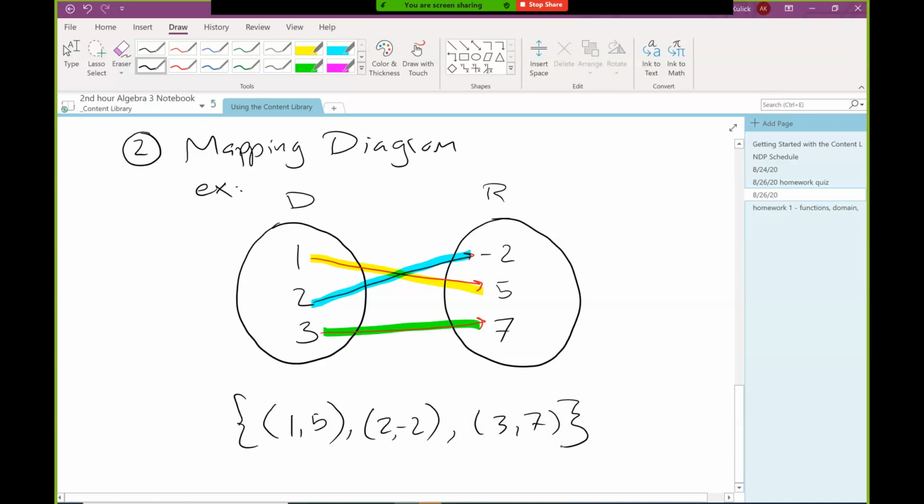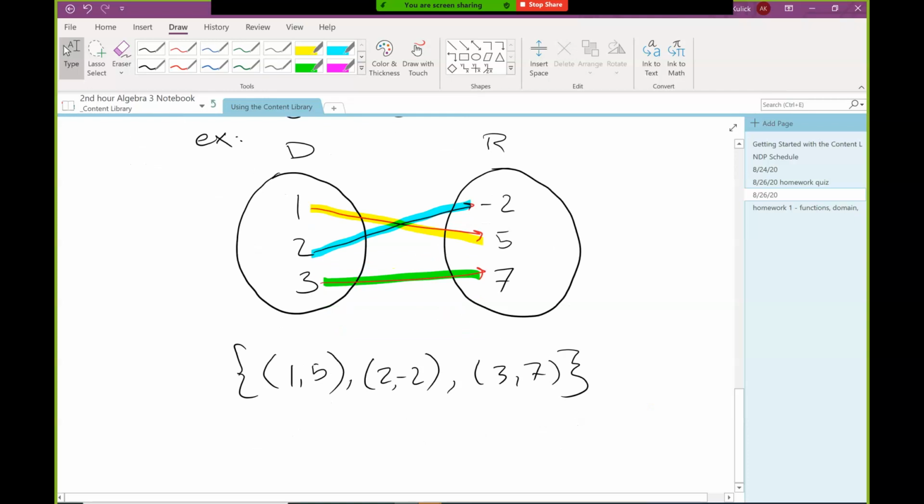Is everybody okay with how the mapping diagram is really describing the same information as a set of ordered pairs? It's just doing it visually rather than symbolically, right? No big deal there. Everybody's cool? Okay.